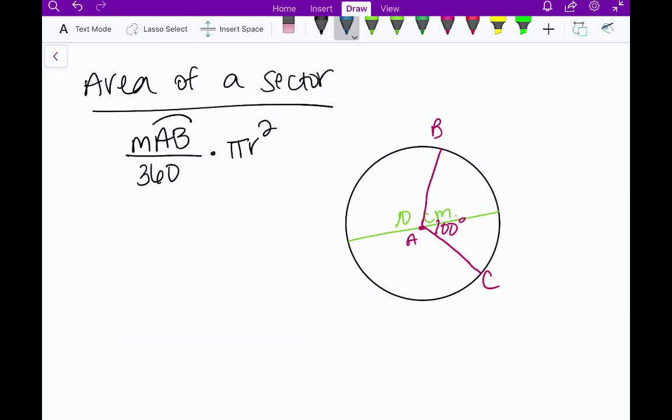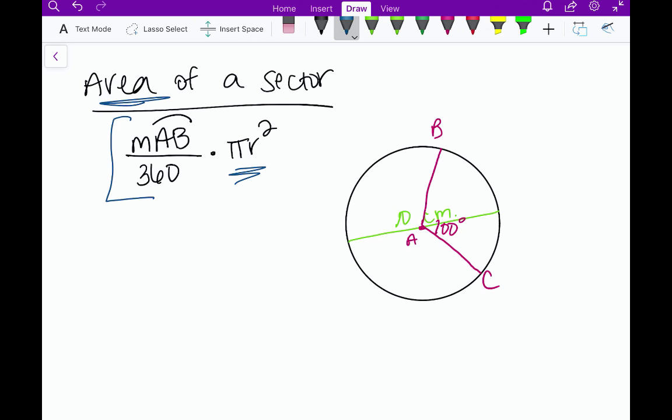When we're looking at area of a sector, it's going to be very similar to how we found the arc length and how we use the circumference with that. So I'm going to use the formula: the measure of the arc over 360, but now multiplying by the area. So it's still a fraction of something, but again, because we're finding area, it's a fraction of the area.